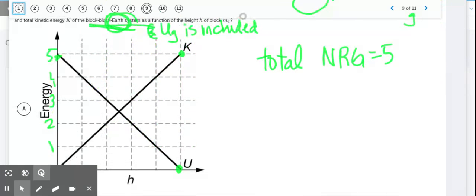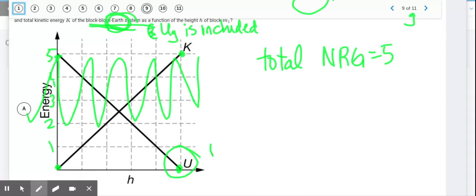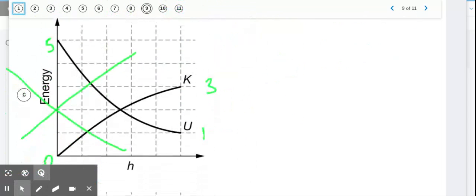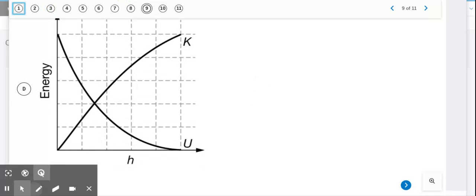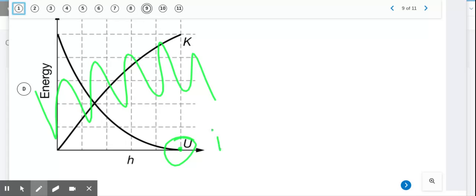So that being said, we can cross this off because this is impossible. We can't have zero gravitational potential energy. And then this one, goodbye, because this part down here is impossible. We can't have zero potential energy.